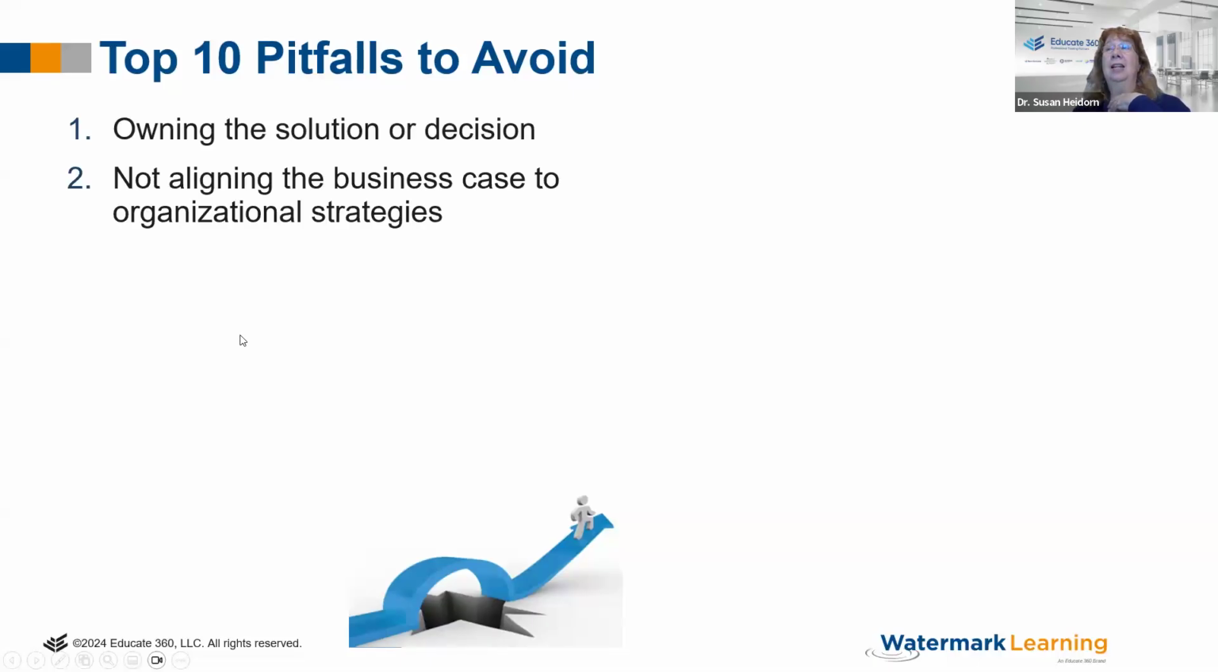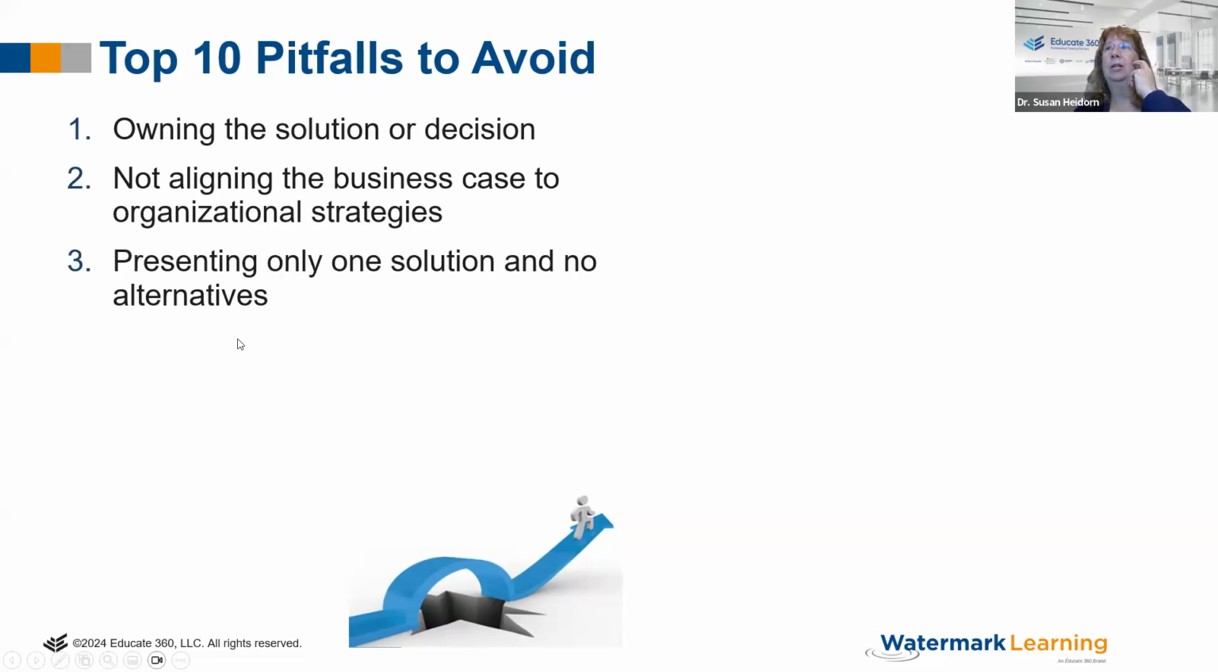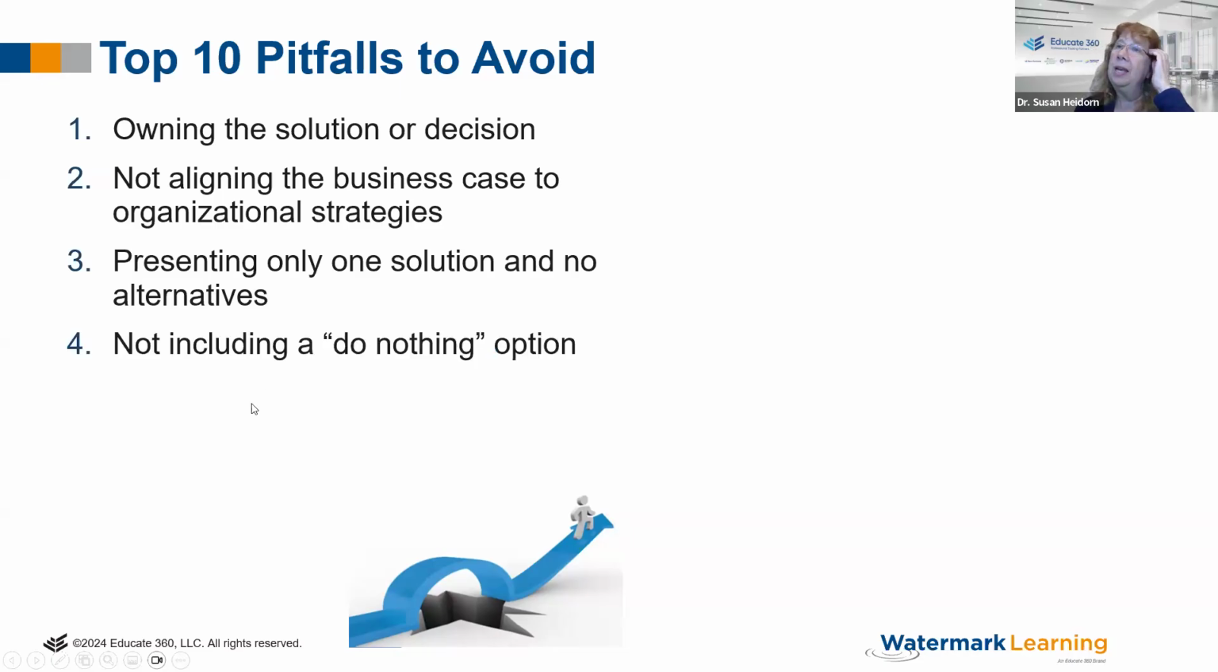The other thing: not aligning the business case to org strategy. If people can't see the connection, you've just lost them. It's got to be helping the organization go in the direction it's going. Presenting only one solution, no alternatives. There's always alternatives. Always options. And maybe some of them aren't as desirable as others, but there's always options. And do nothing is one, so then your next solution is at least two. So there you go. I already talked about that one. Failure to get buy-in. Like I said, I talk to people all the time early, especially the decision makers. Hey, can I pass something by you? Hey, you got a few minutes?